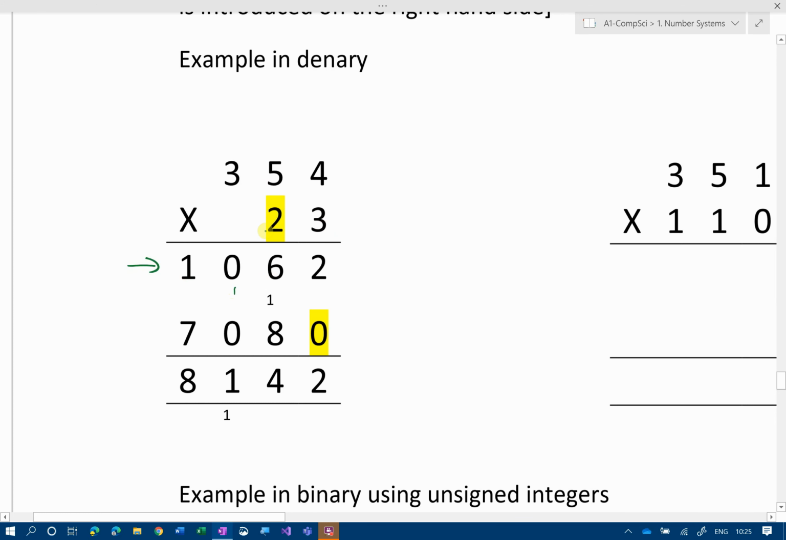Now I do the 20s, if you like. So I add a 0, 2 4s are 8, 2 5s are 10, so there's a carry down there, and 2 3s are 6, plus 1 is 7. Now I add those up, and then I basically get the answer.